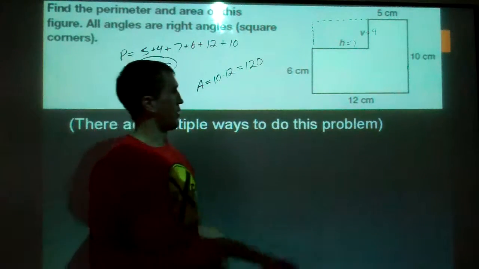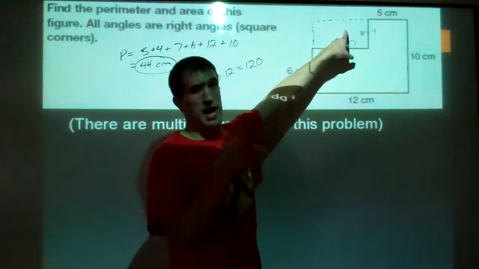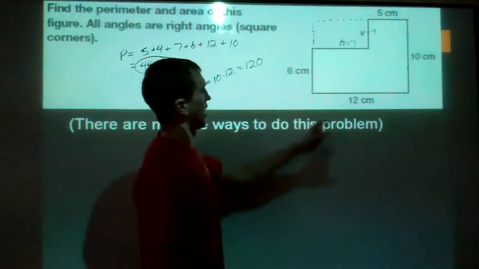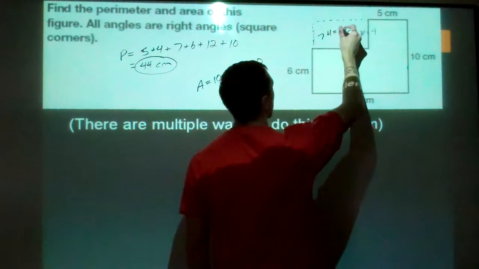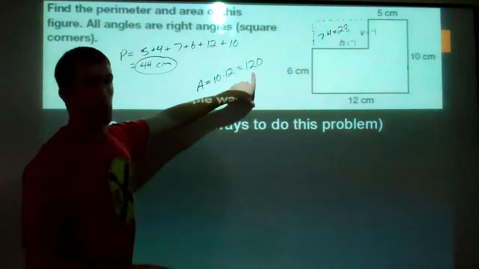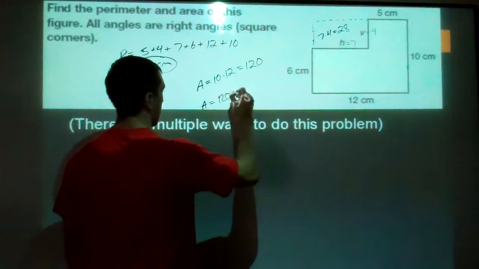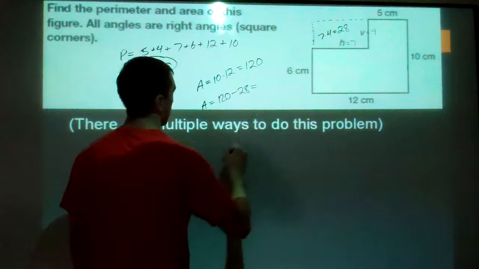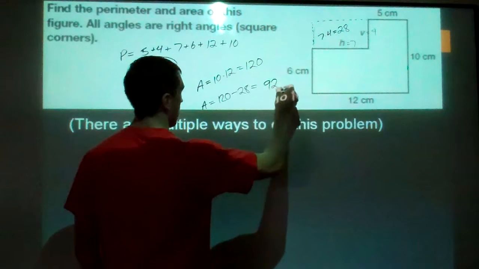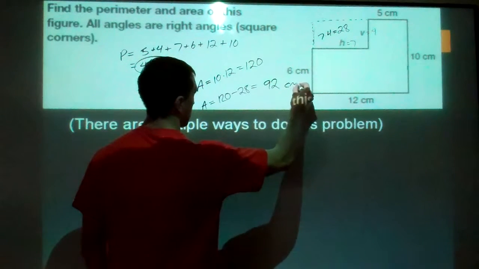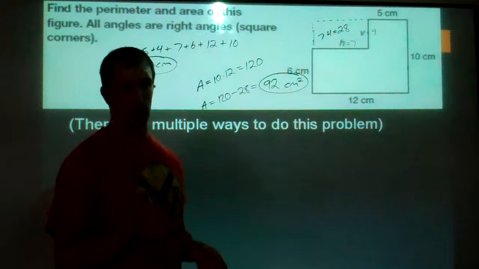Okay? But the thing is this piece really is missing. So what we can do is find the area of the missing piece and subtract it from the total rectangle area. So we have a 7 times 4 area here, which is 28. So if we subtract that from 120, we should get our area. So area equals 120 minus 28, and we should be getting 92. Sounds about right. 92 centimeters squared. Alright? So that's probably the fastest way to do it.